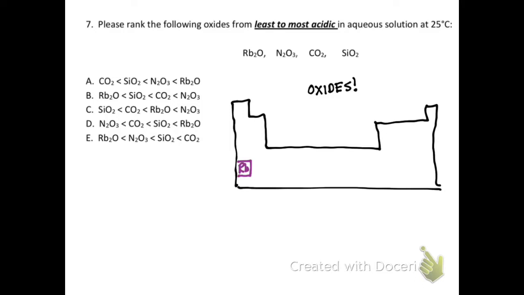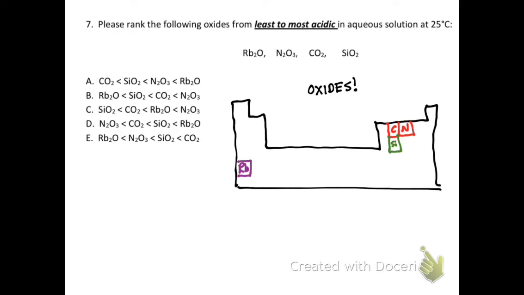Up next we have nitrogen. So nitrogen can be found right in here. So it's going to be an acidic oxide. Up next we have carbon. So carbon is found right next to nitrogen. And then finally we have silicon. Silicon is a metalloid. We can find it right here.